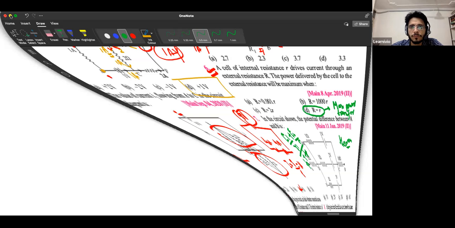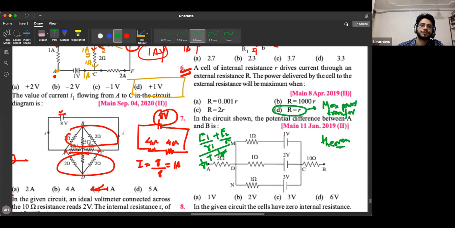Sir, the screen is distorted. Okay. Okay, it's fine now, sir.